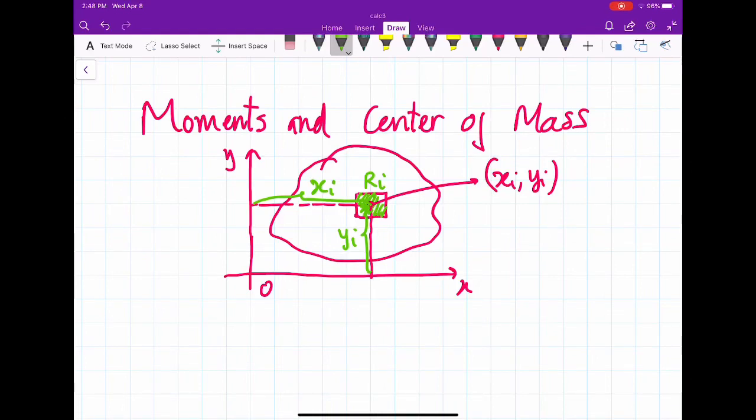Hello, in this video we study moments and center of mass of some variable density planar lamina. Okay, suppose we have the following lamina and we want to find the moments and the center of mass of this lamina. So usually we know we need to break this lamina into small pieces, right? And then we need to find the moment of each small piece. Look at this picture.